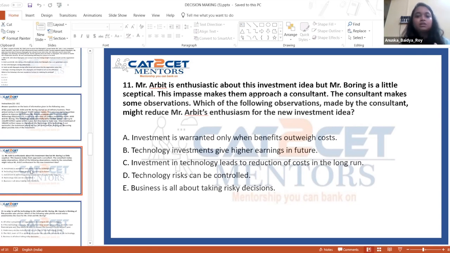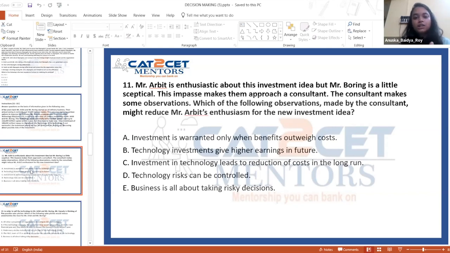Option A, investment is warranted only when benefits outweigh costs. Okay, so I will only invest if my benefits outweigh my cost, which is a fair, outright logical explanation. So we cannot eliminate it. We keep it on hold.